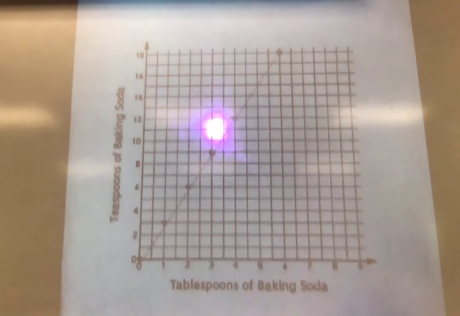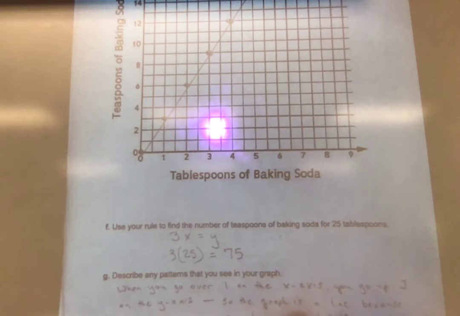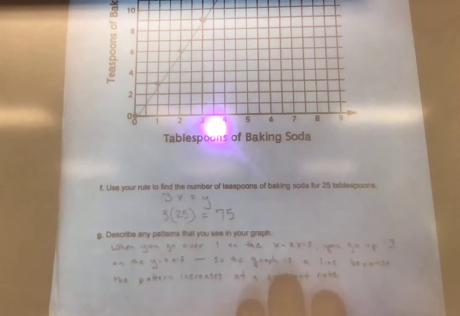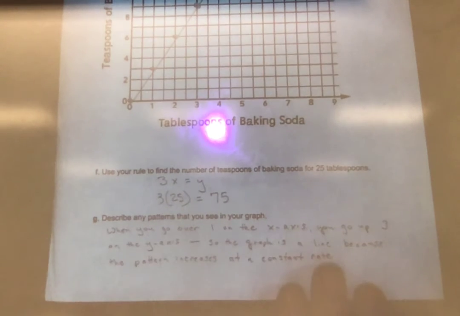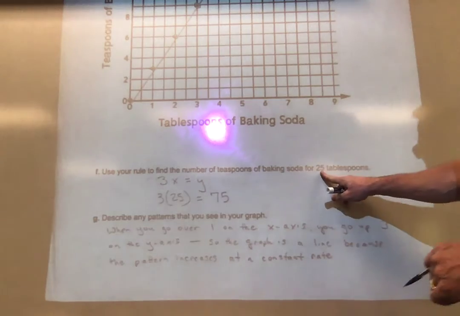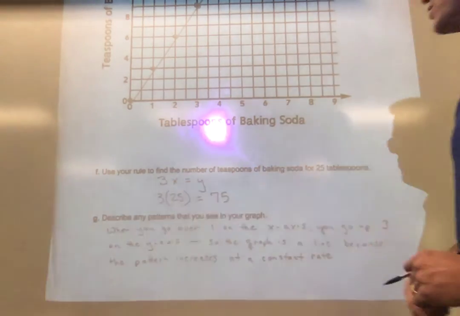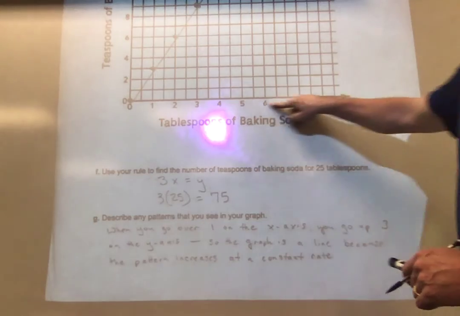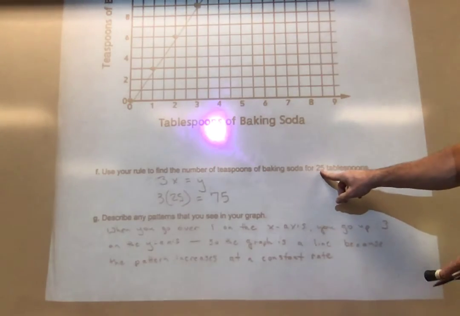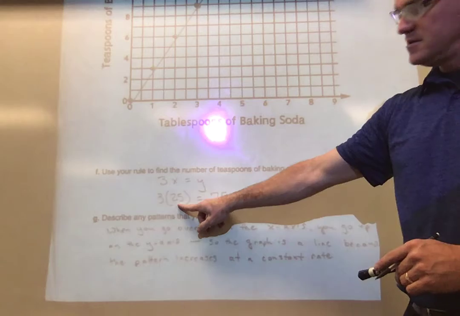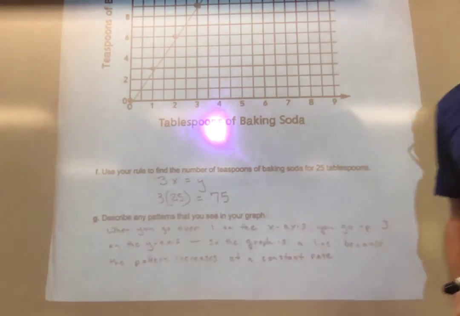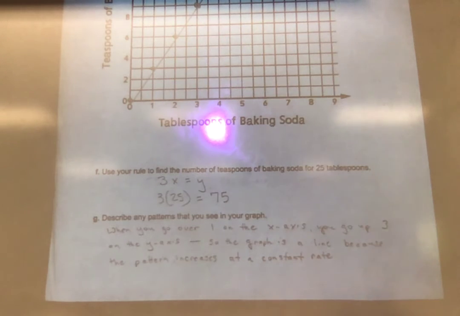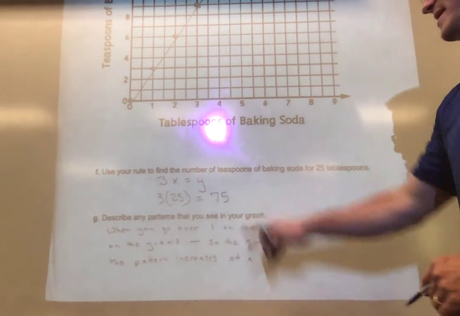So it's the first example here. After we've graphed that, it says use your rule to find the number of teaspoons of baking soda for 25 tablespoons. So I've got to be able to plug this in. I know it's 3 times x equals y. We know the x was the tablespoons. Okay, that's the x-axis, and that's what they tell us. So I plugged a 25 in for x. 3 times 25 then, triple it. We get 75 teaspoons, excuse me, if I have 25 tablespoons. Okay, I should have 3 times more, they're 3 times smaller, so that makes sense.